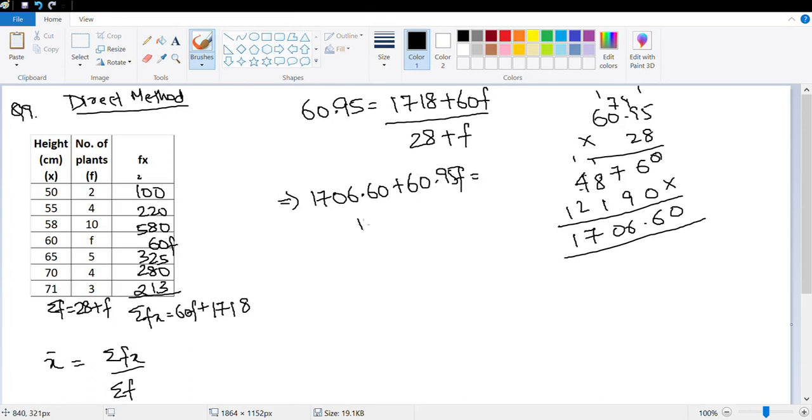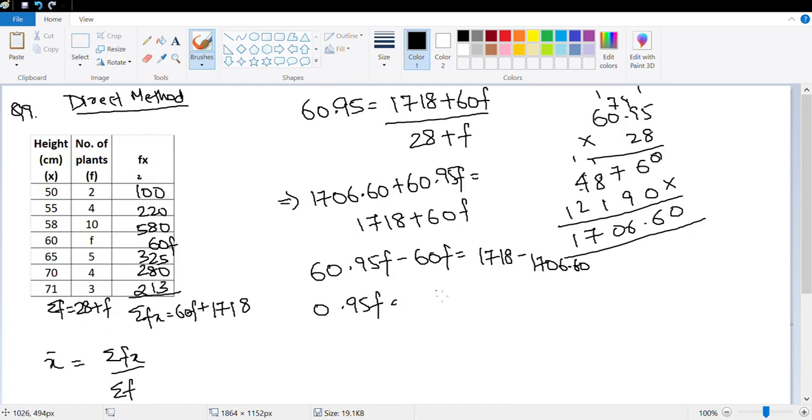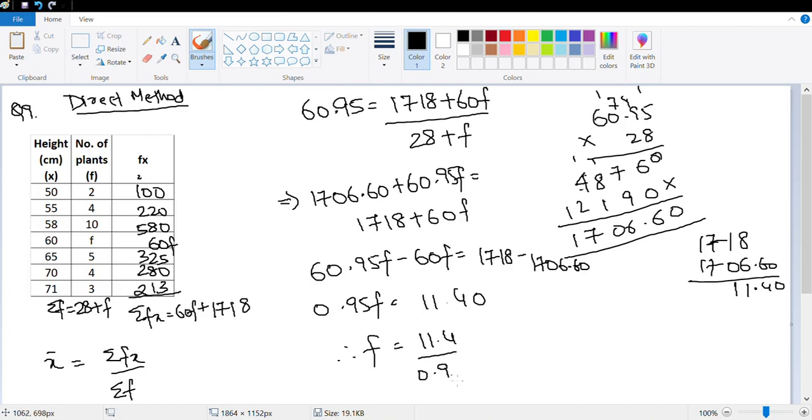60.95f is equal to 1718 plus 60f. Let's take everything on one side in terms of f. So this will be 60.95f minus 60f will be equal to 1718 minus 1706.60. So this is 0.95f is equal to 1718 minus 1706.6. That's 11.40. Therefore, f will be equal to 11.4 upon 0.95.